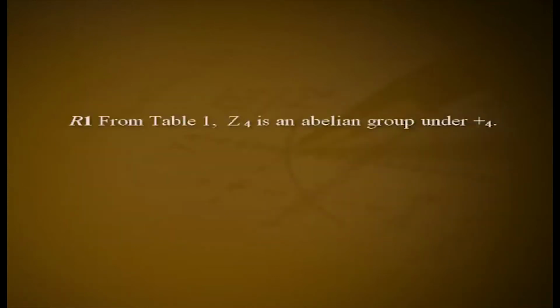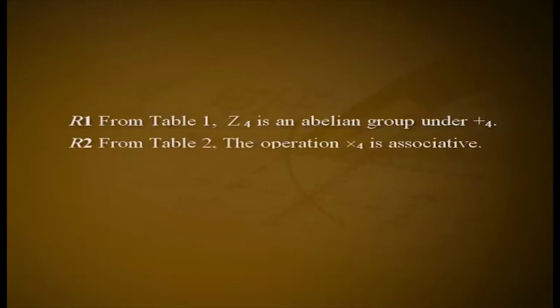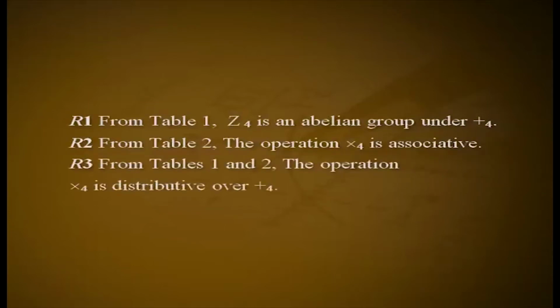R1. From Table 1, Z4 is an abelian group under addition modulo 4. R2. From Table 2, the operation multiplication modulo 4 is associative. R3. From Tables 1 and 2, the operation multiplication modulo 4 is distributive over addition modulo 4. The above example is a particular case of the following one.